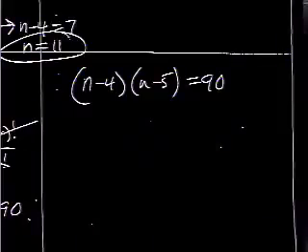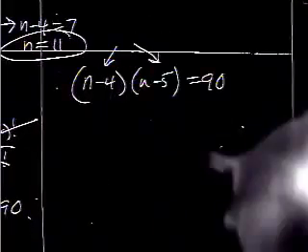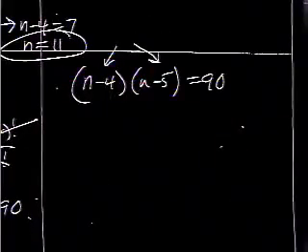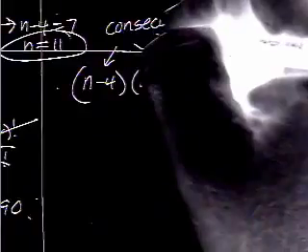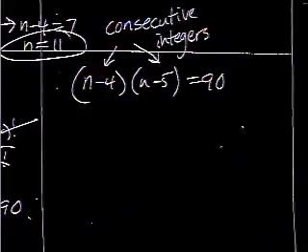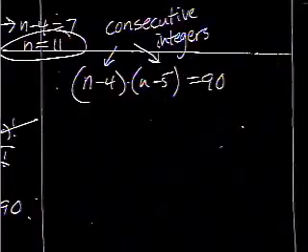Okay? Let's take a look at it a little bit closer. I need to know the relationship between these two, n minus 4 and n minus 5. The relationship is they are consecutive integers. Remember, factorials are built on consecutive integers. So n minus 4 and n minus 5 are consecutive integers. This is telling me that the product of those consecutive integers is 90.